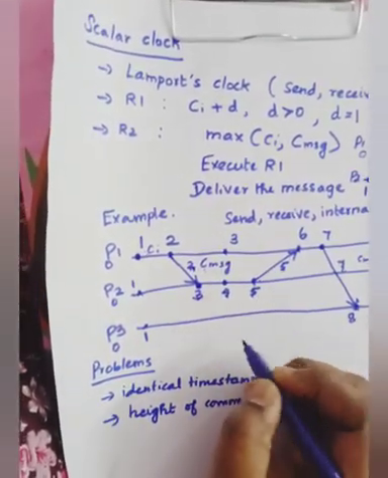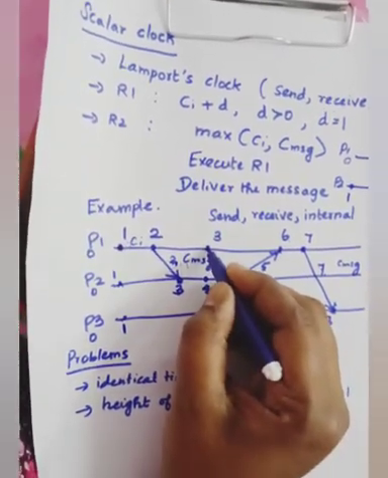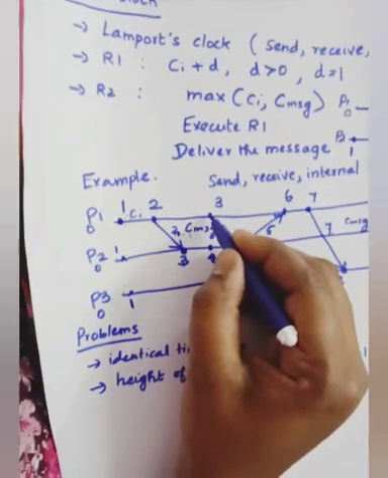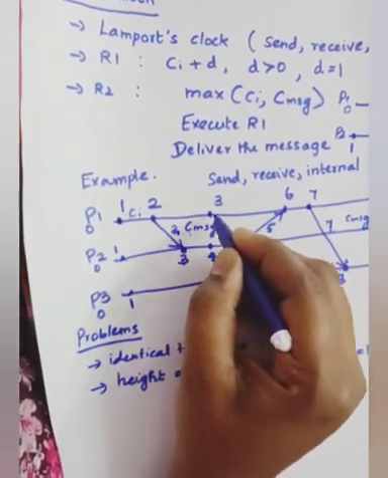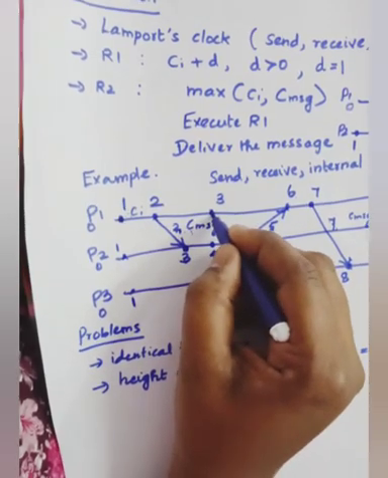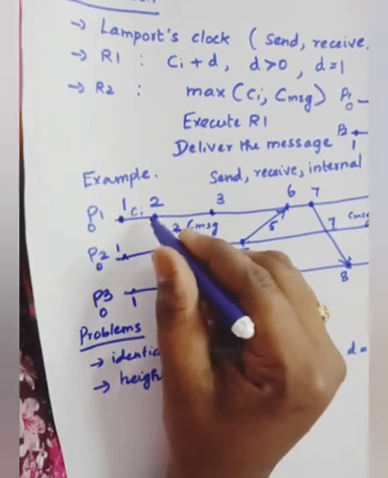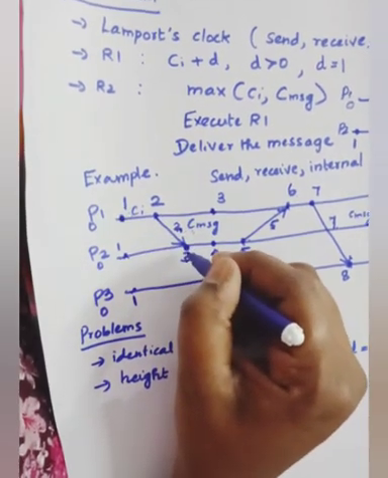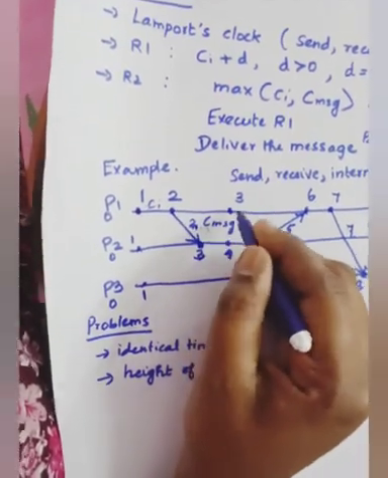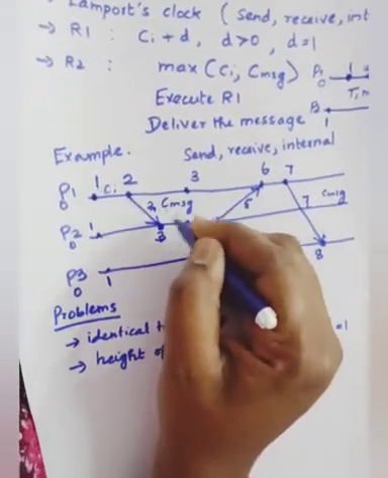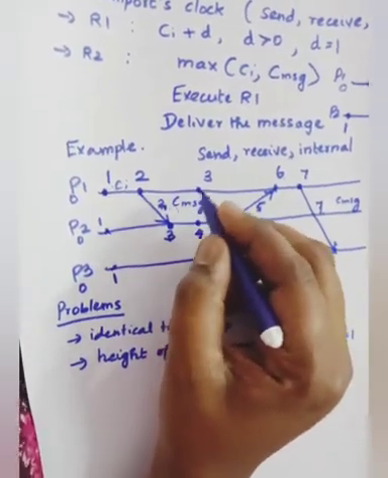But the problem with the scalar clock is this: you can see here, assume there is an internal event that is happening at process P1. It is going to be 3. So at timestamp 3, P1 is having an internal event. Also here P1 sends a message to P2 at time 3. So at an identical timestamp, two different events are happening, which is not consistent. That is the problem with the scalar clock.